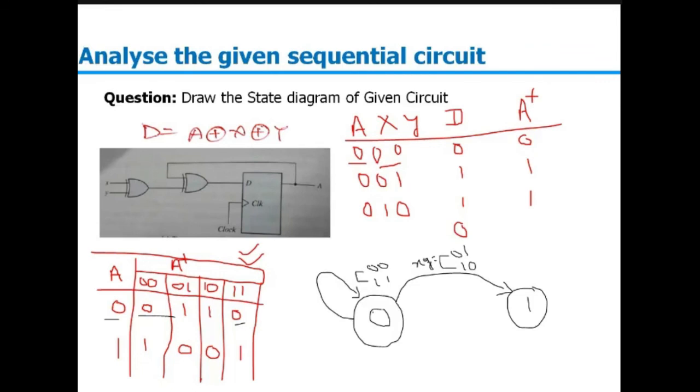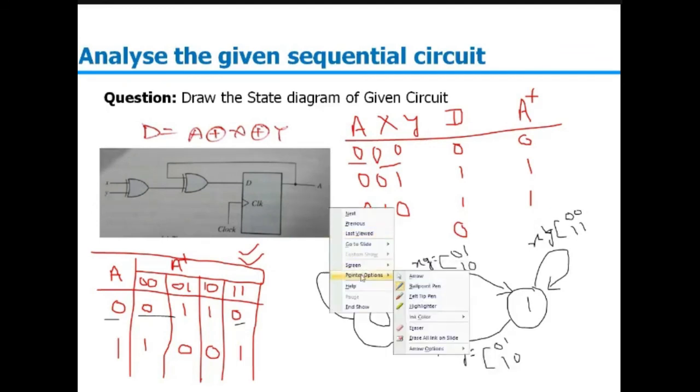Similarly, now you are in the 1 state. 1 to 1 when X and Y are 0, 0 and 1, 1. And then you go from 1 to 0 when X and Y are equal to 0, 1 and 1, 0. So this is how you will draw the state diagram.